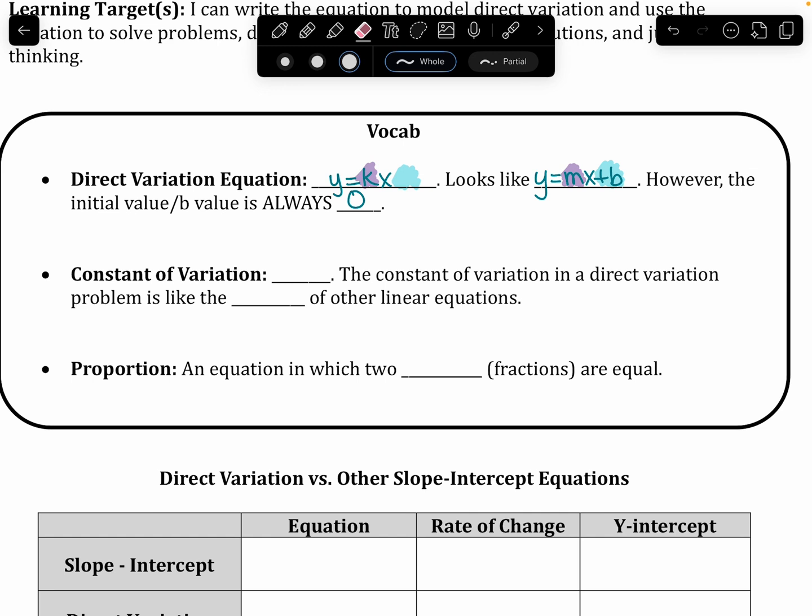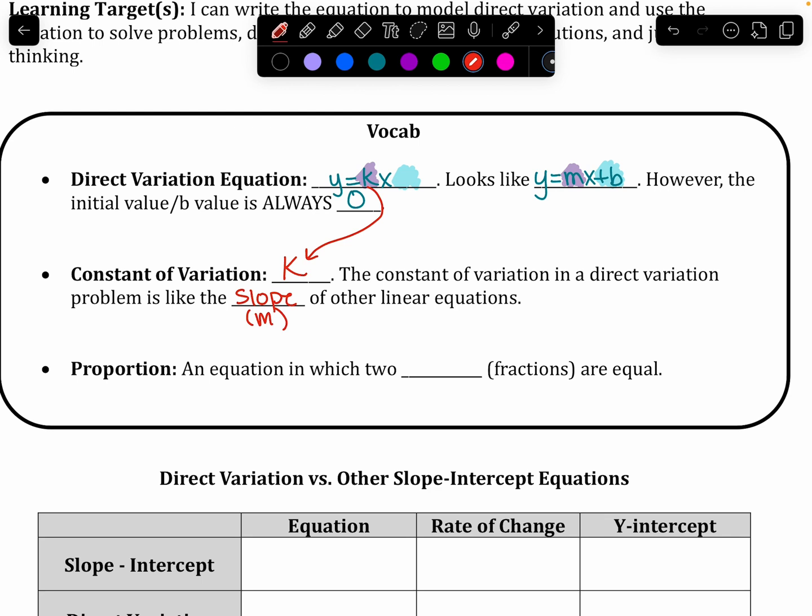When we look at direct variation problems, instead of slope, we actually represent our m or our k value as something called a constant of variation. So that is going to be our k value, okay? The constant of variation in a direct variation problem is like the slope or the m value of other linear equations. You're able to graph direct variation problems. They're going to start at the origin, and then you're going to use your constant of variation as your slope to do rise over run. So they are interchangeable. If you would prefer to use m, that's fine.